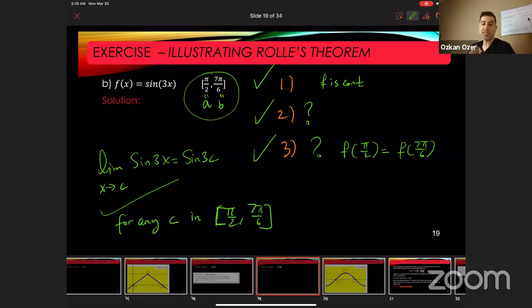Because differentiable means that f has the derivative everywhere on the open interval pi over 2 and 7 pi over 6. If you say that, I'm going to ask you, then what is the derivative of the function, right? If you can take the derivative of this function without a problem, then f must be differentiable, right? Well, this is a sine function, and you can apply the chain rule, right? The derivative of sine 3x is cosine 3x times the derivative of the inside, right? That's 3, so it's 3 times cosine 3x.